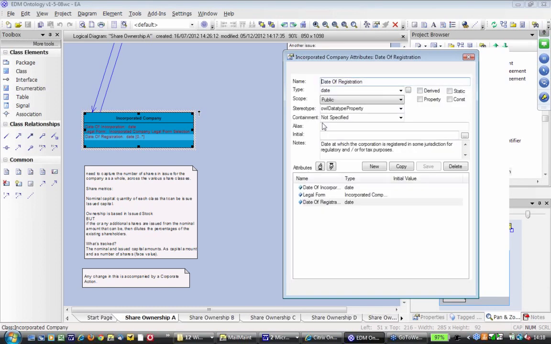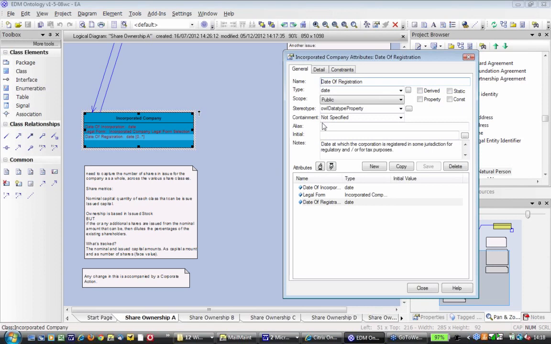And all of this is any incorporated company, because these two facts apply to any incorporated company. Subclassing from that is publicly issued capital for a publicly listed company, because not all companies are publicly listed.